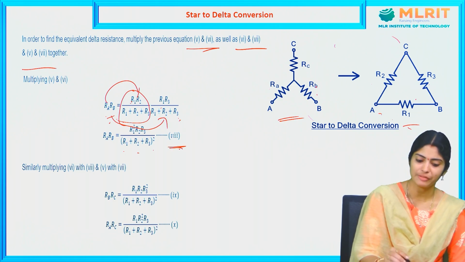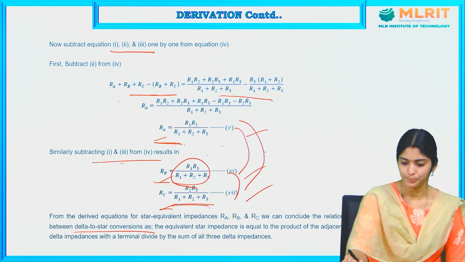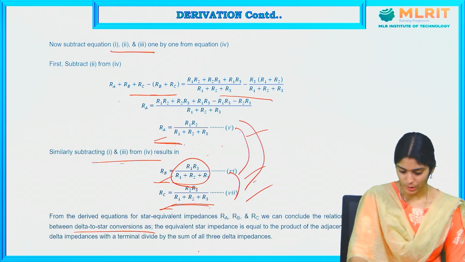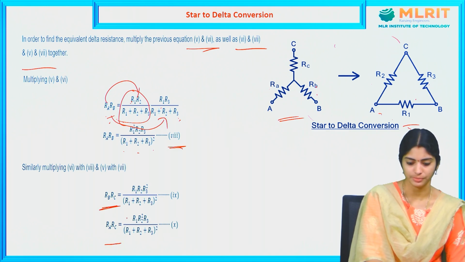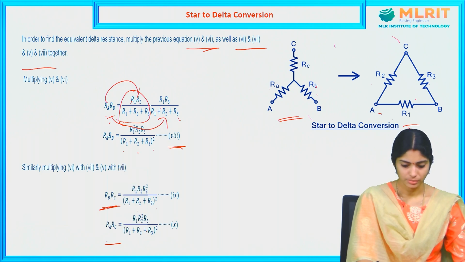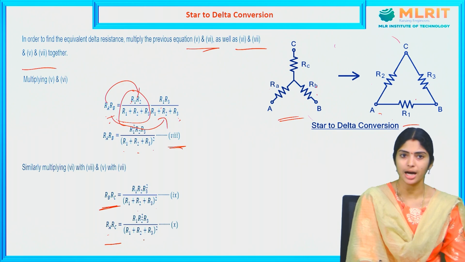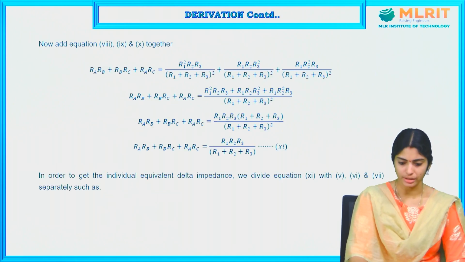Similarly, multiply equation 6 and 7 and also 5 and 7. If we multiply these values, we will get RBRC and RARC. RBRC is equals to R1 R2 R3 square by R1 plus R2 plus R3 whole square. Next, RARB is equals to R1 R2 square R3 by R1 plus R2 plus R3 whole square. So note these down as equations 8, 9 and 10.